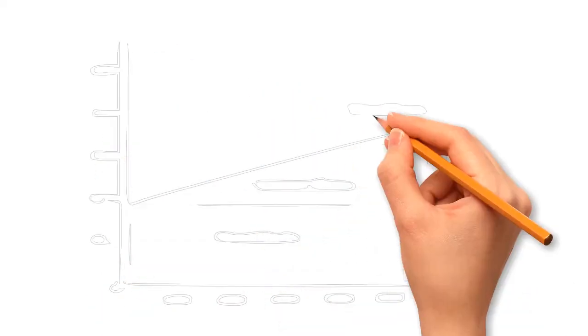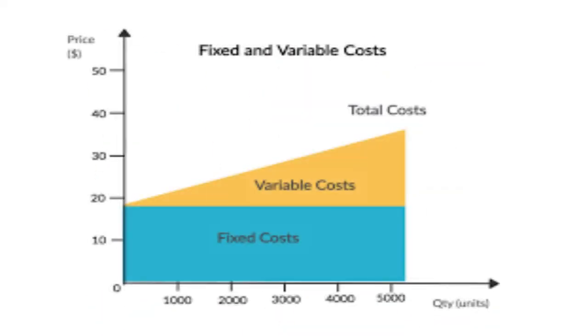You can see the variable cost and fixed cost graph here. The slanting line is called the variable cost and the fixed cost remains unchanged, that is the horizontal line. And if they are added together, you will get the total cost graph.